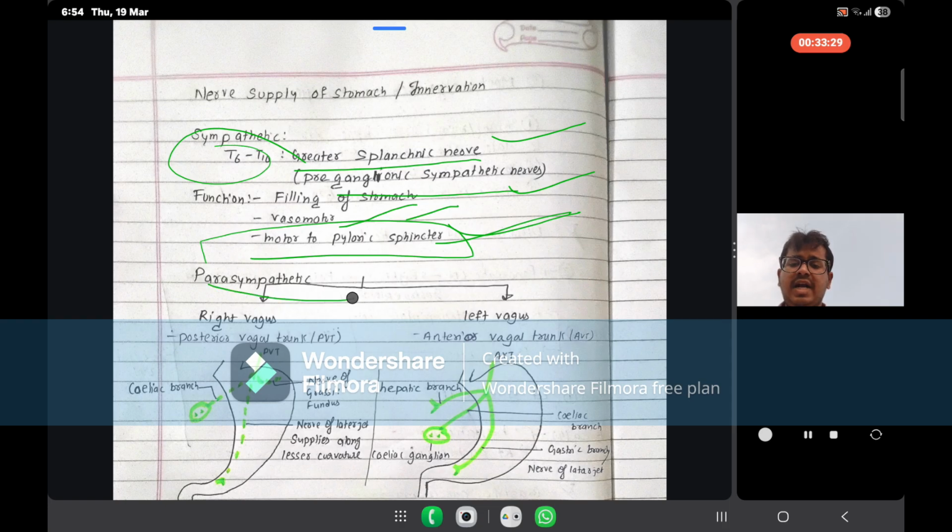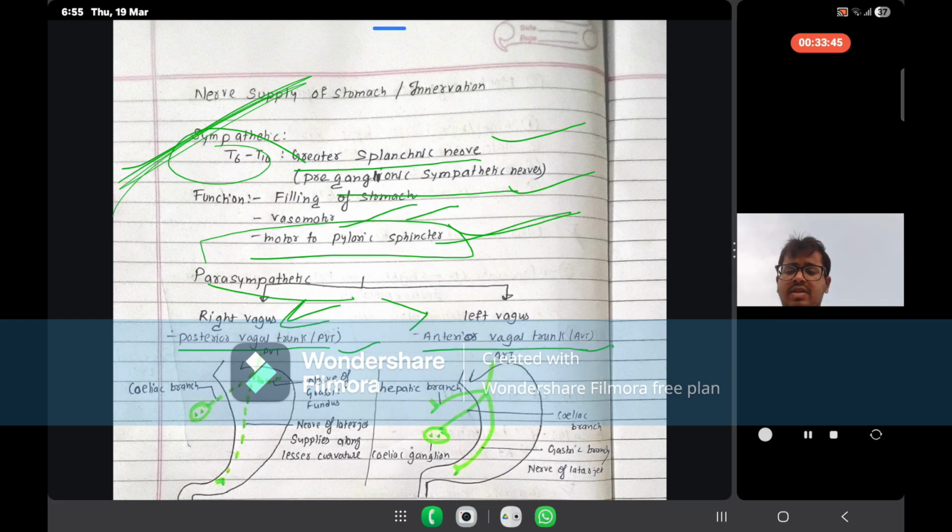Next is the parasympathetic. We have already seen the sympathetic, now we will see the parasympathetic. In the parasympathetic, we have two things: right vagus and left vagus. The right vagus forms the posterior vagal trunk, PVT, and on the left side we see the anterior vagal trunk, AVT.